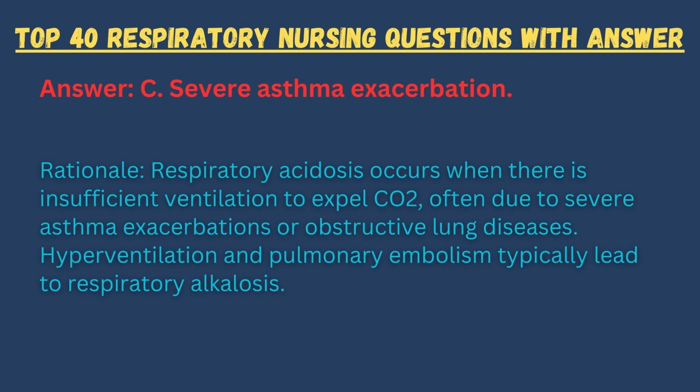Answer: C. Severe asthma exacerbation. Rationale: respiratory acidosis occurs when there is insufficient ventilation to expel CO2, often due to severe asthma exacerbations or obstructive lung diseases. Hyperventilation and pulmonary embolism typically lead to respiratory alkalosis.